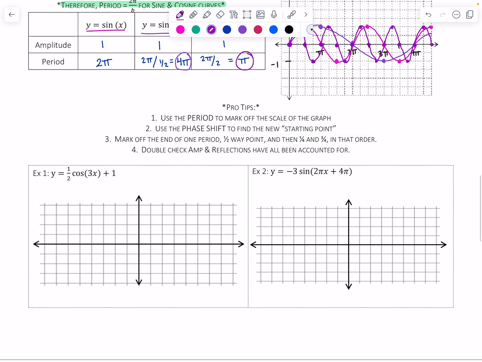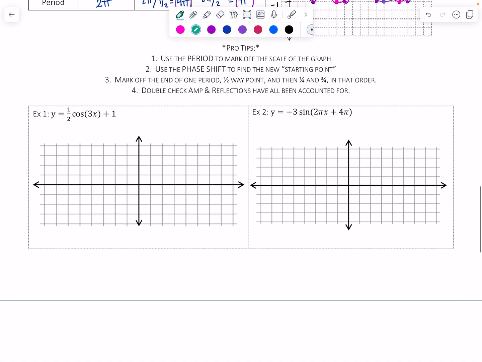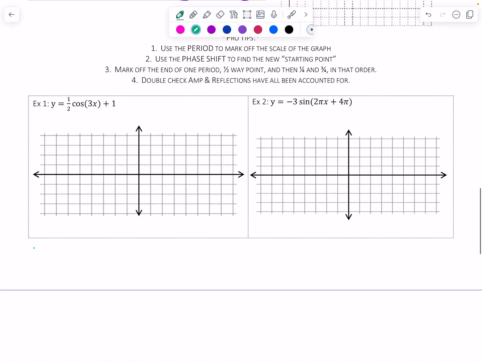We have our first example, which is y equals 1/2 cosine 3x. I'm going to start by writing our good information that we need to know here. I'd like to start with our amplitude. We know that our amplitude is going to be 1/2. Okay, so I'm not going to be going up that much. We're going to find our period here. Our period is going to be 2 pi over 3.